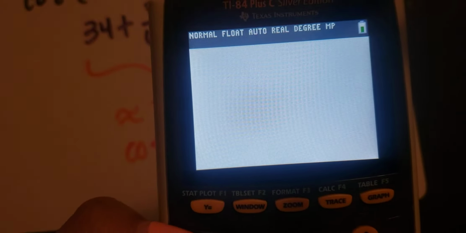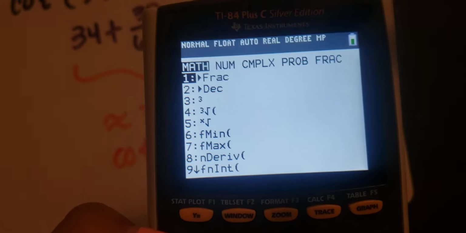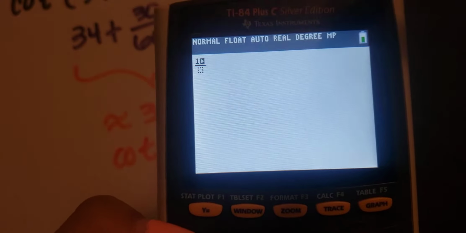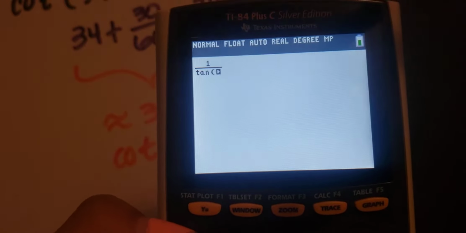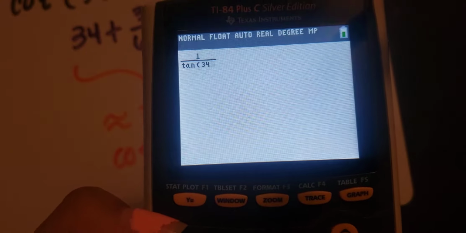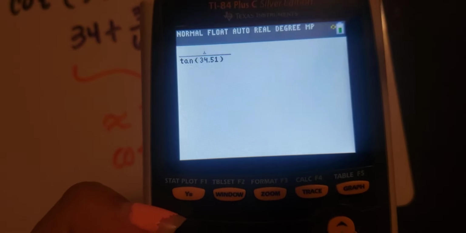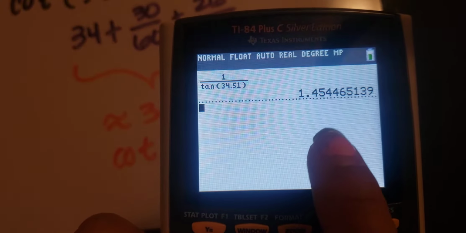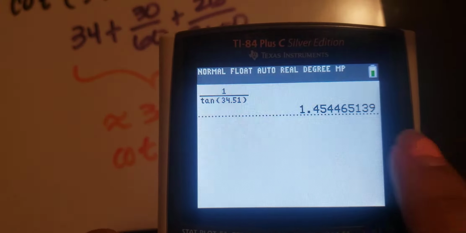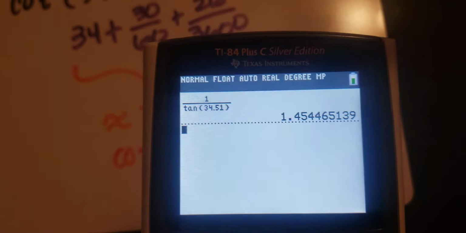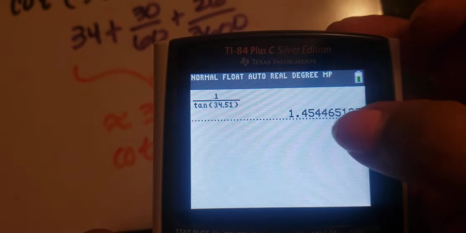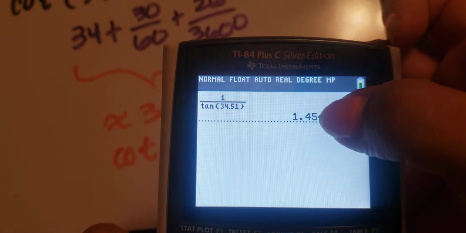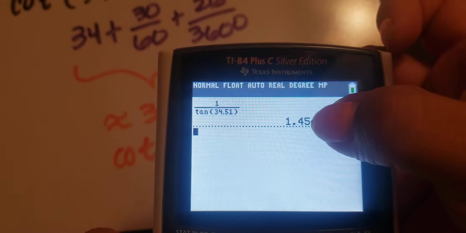So I'm going to write it as a fraction. Go to frac, and then I'm going to write 1 over tangent of 34.51 degrees. And this is my answer, approximately. Again, I don't care for all these decimals, so I'm going to cut it off at 2. You can cut it off at 2, 3, or 4. They didn't specify, so I'm just going to cut it off at 2. So this is going to be approximately 1.45.